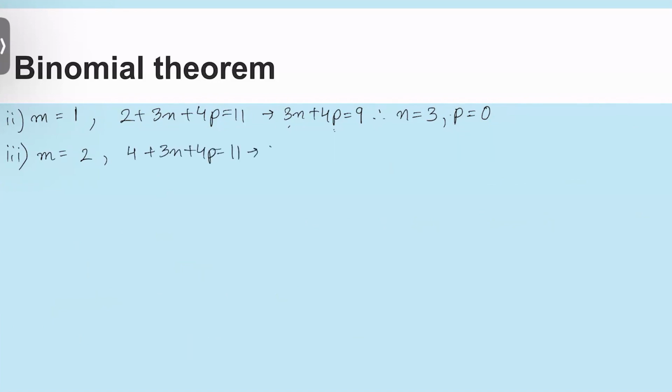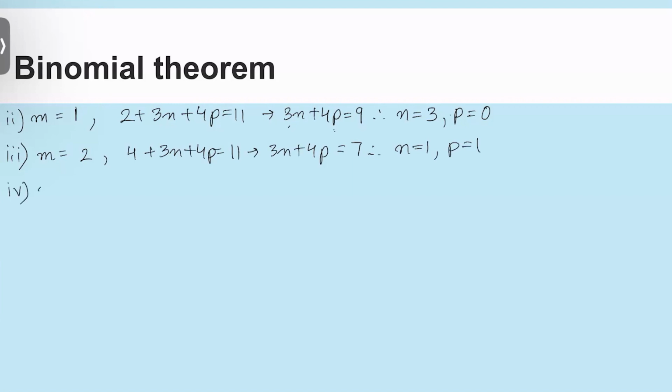So that will give you 3n plus 4p is equal to 7. Now, if you take n is equal to 1 and p is equal to 1, you will get 3 plus 4, that is 7. So therefore, the combination would be n is equal to 1 and p is equal to 1.